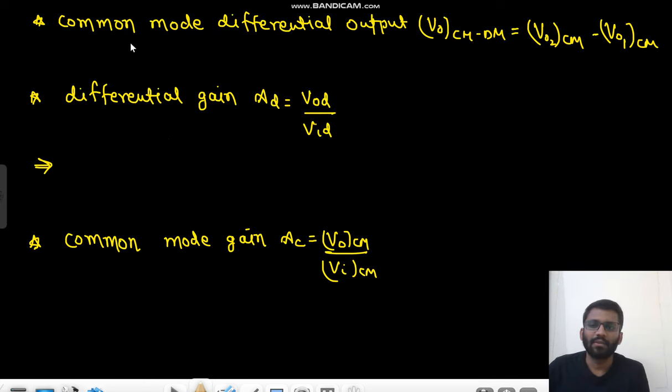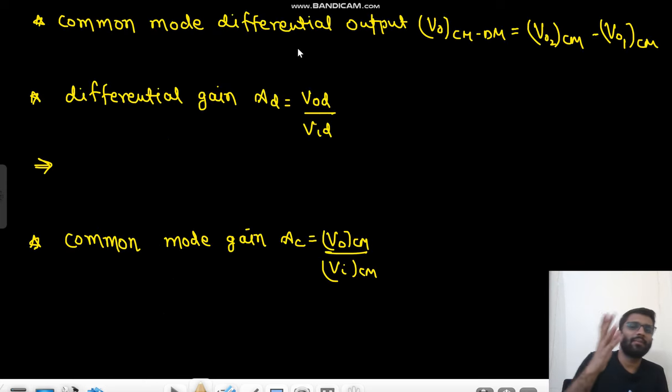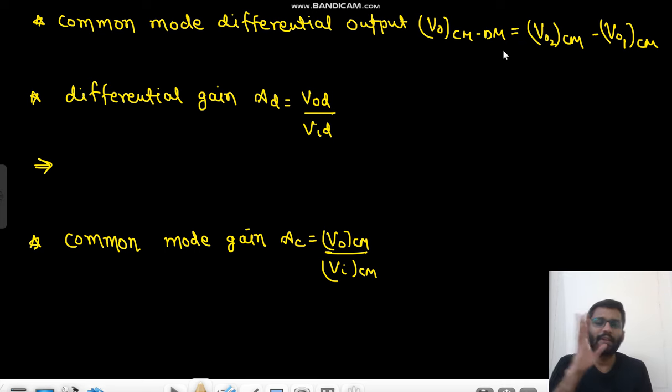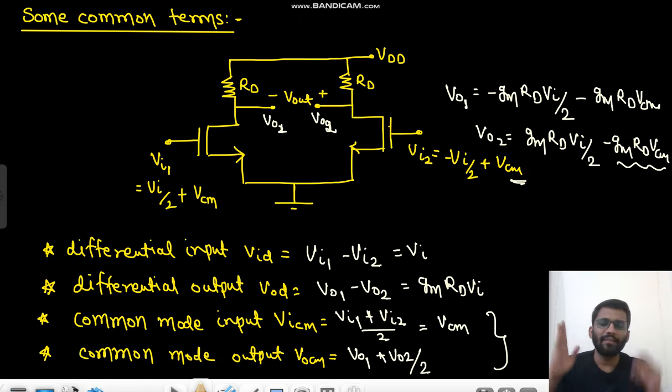Okay. So there is this term called common mode differential output. What does this mean? This means that we have applied common mode voltage, VCM here and VCM here. We will get two outputs, V naught 1 and V naught 2. And we will subtract them.